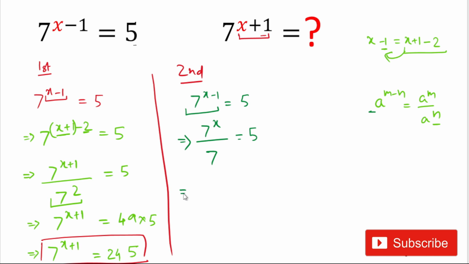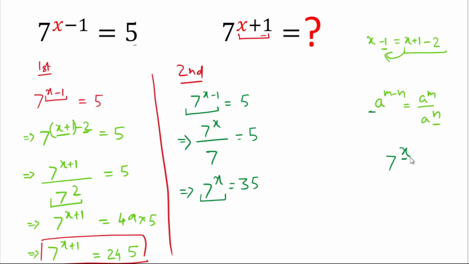So here the value of 7 to the power x is 7 5s are 35. Now we have calculated the value of 7 to the power x. Now we will convert this 7 to the power x into 7 to the power x plus 1. For that we will have to multiply 7 to the power x with 7. Then only we will get 7 to the power x plus 1. So likewise we will multiply 7 to the power x with 7.